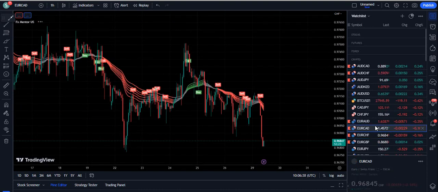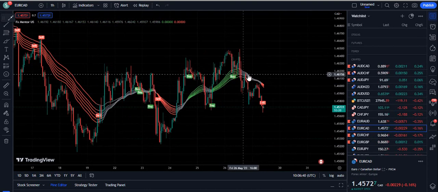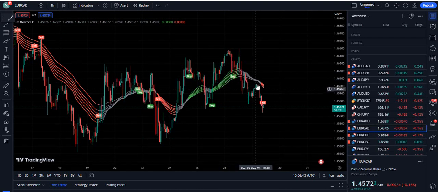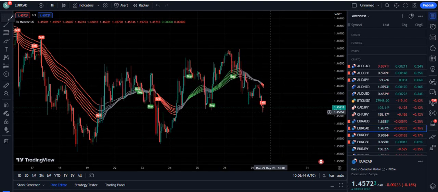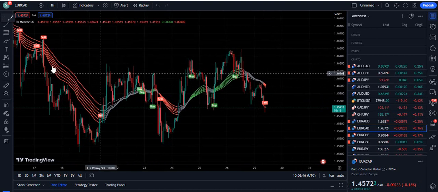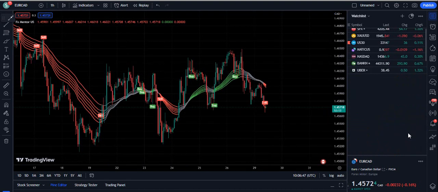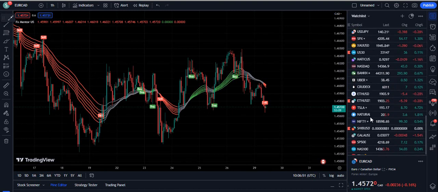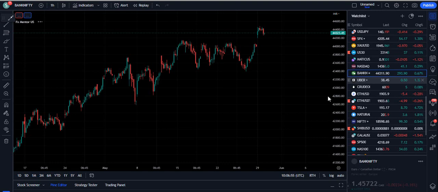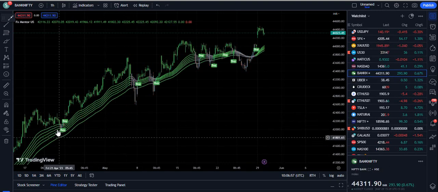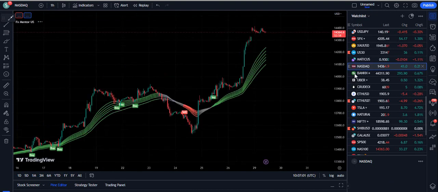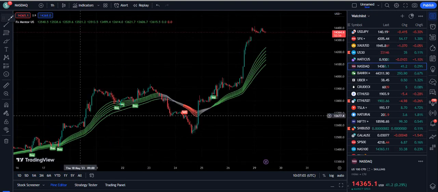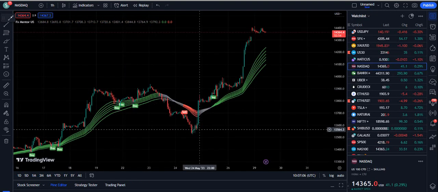Okay, so for example, look at this pattern. From green it turned into gray, so wait for the retest, and here we have a selling chance at the moment, and previously it also worked very well. You can use this indicator on anything, like gold, forex, stocks, crypto, whatever you want to trade. It even works on Bank Nifty. You can see it has provided us very good buying chances. Even if we go to Nasdaq, you can see buy, then that was the sell, and then again buy.